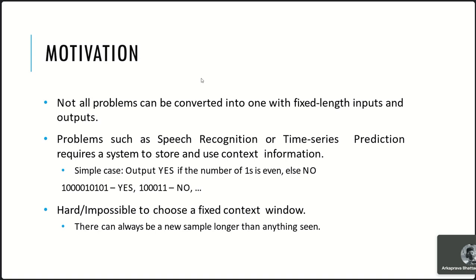That is one aspect. The other aspect is that a normal ANN works in terms of iterations or epochs. We do not train an ANN based on time. There are situations where we will be training models or applications in terms of time. So it is hard or impossible to choose a fixed context window, that is, a fixed context time frame.